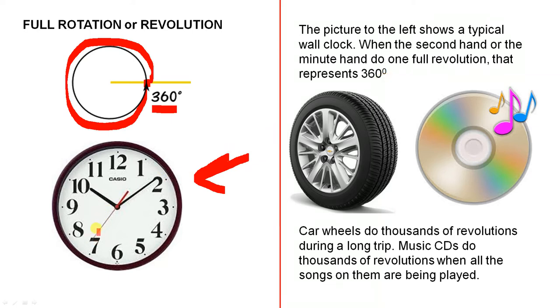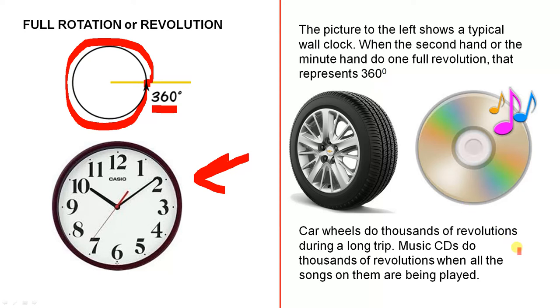So here's the second hand, for example. That's a very quick hand. When that goes all the way around, back to there, that's 360. When the minute hand goes all the way around, back to there, that's 360 degrees. So it doesn't matter where the minute hand or the second hand start, as long as they do one full revolution, that represents 360 degrees.